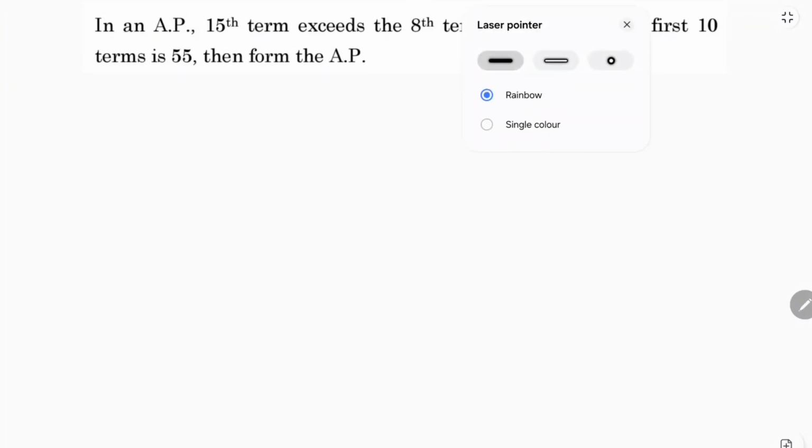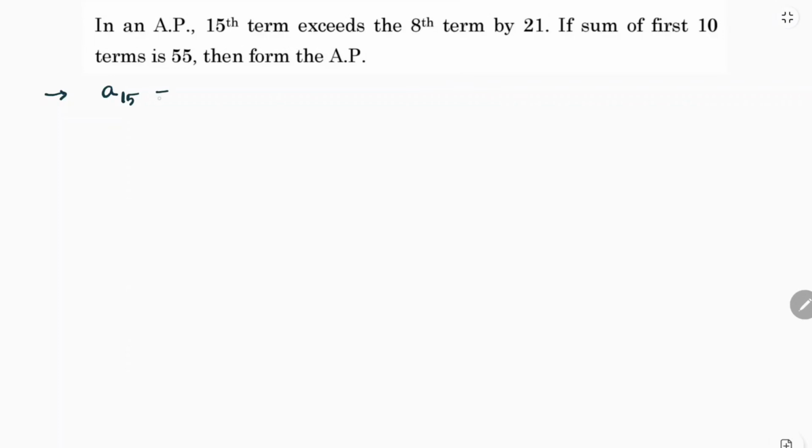In an AP, the 15th term exceeds the 8th term by 21. If the sum of the first 10 terms is 55, then form the AP. So here, the 15th term of an AP exceeds the 8th term by 21, and the sum of the first 10 terms is 55. These two conditions are given.